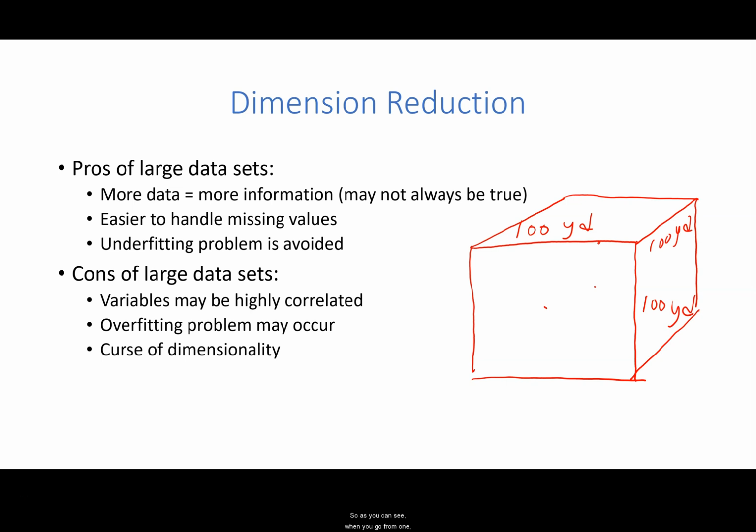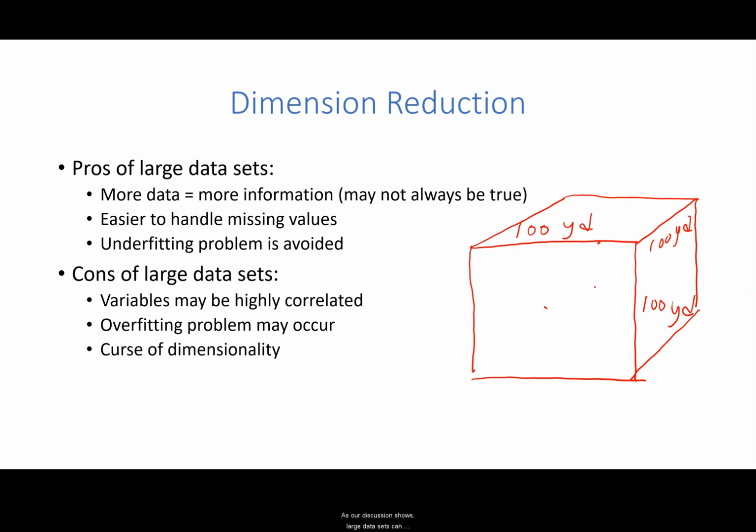So as you can see, when you go from 1 to 2, then to 3-dimensional spaces, the space increases exponentially. It will take a lot more data points to fill the multi-dimensional space so that the data are not too sparse.